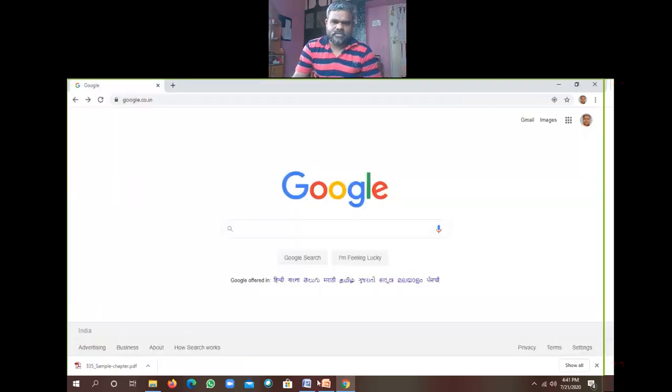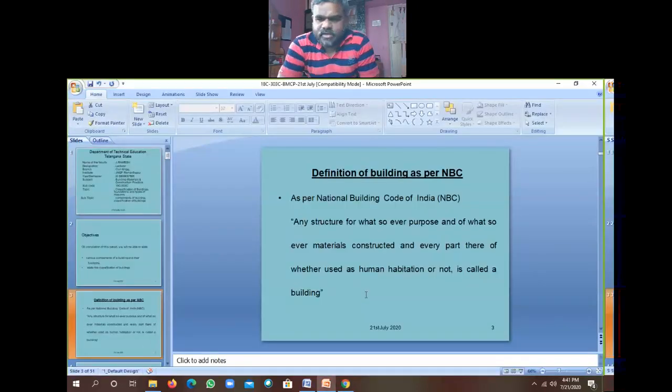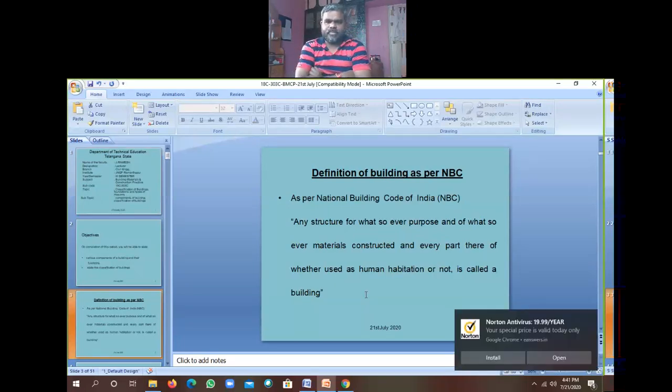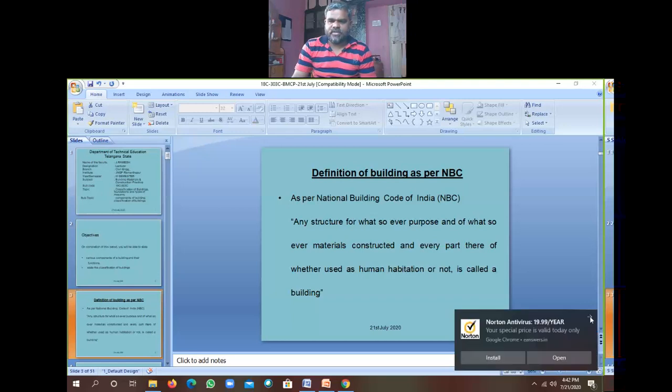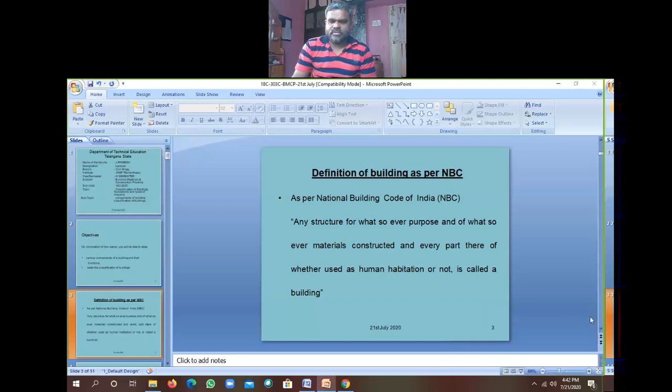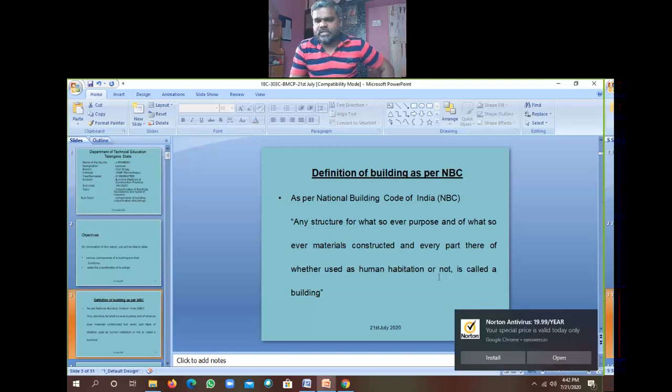As per the National Building Code, any structure for whatsoever purpose and of whatsoever materials constructed, and every part thereof, whether used as human habitation or not, is called a building. Any structure which is used as a shelter is called a building.